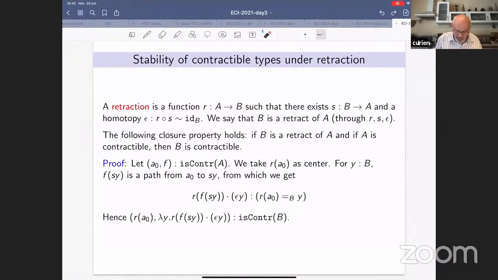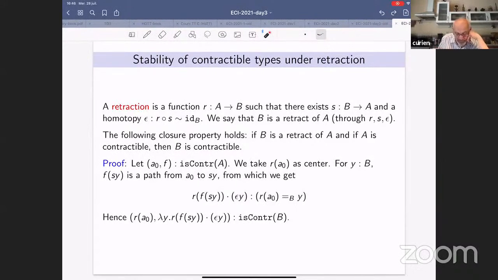And the property is that once you know that A is contractible and that B is a retract of A, then also B is contractible. So proof. Suppose that we have a witness that A is contractible. So we have a pair (a0, f), and we want to show that B is contractible.